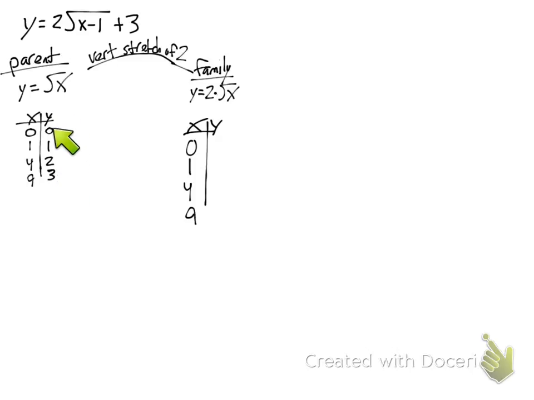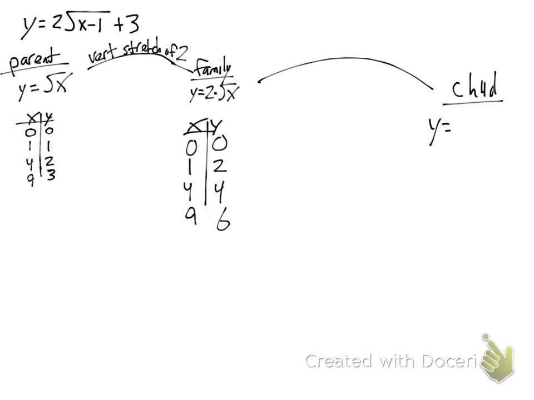So 0 times 2? 0. 1 times 2? 2. 2 times 2? And 3 times 2? So that we now have our family. We now can go to the child. And the child is the whole entire equation that's in question, which was 2 times the square root of x minus 1 and plus 3.